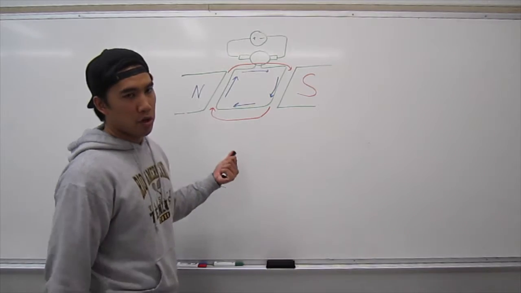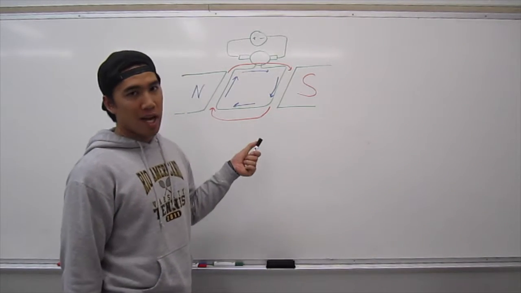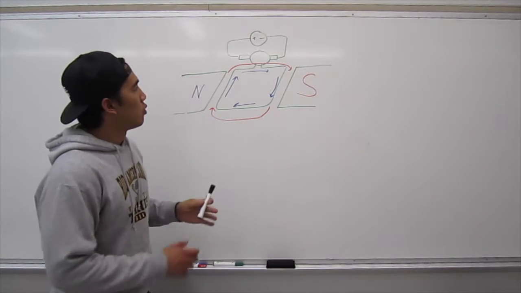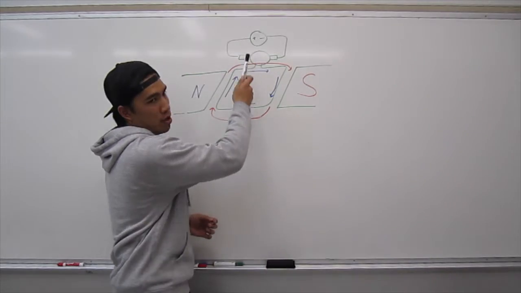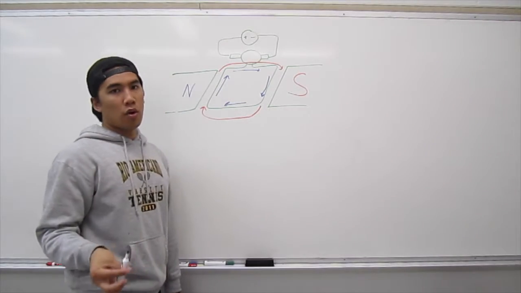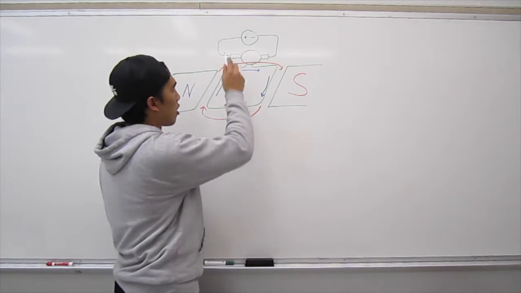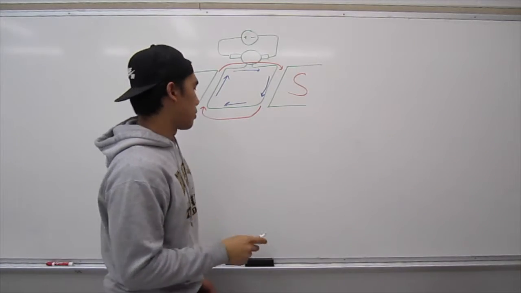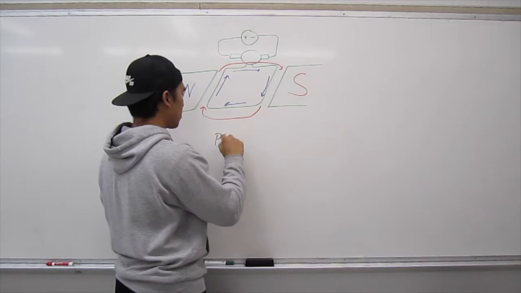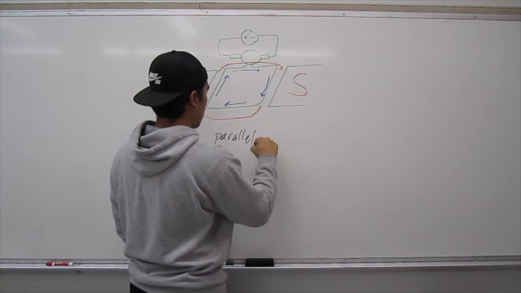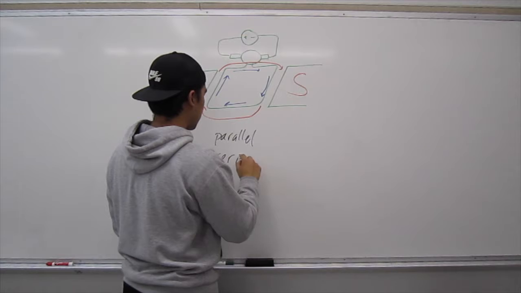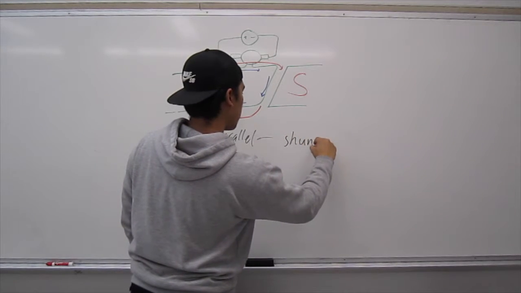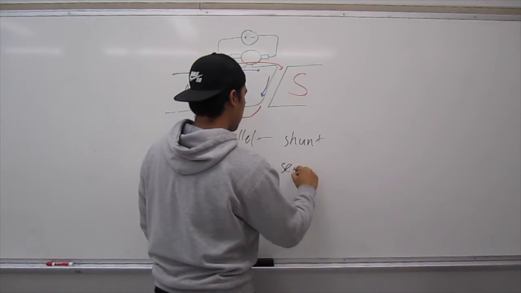Oftentimes, a DC motor contains an electromagnet, which contains a field coil or field winding, which is powered by the same DC source. The field coil or windings are connected to the armature. There are 2 ways we can connect the field coils to the armature. We can connect them in parallel, or we can connect them in series. In parallel, we can create a shunt motor, and in series we can create a series motor.